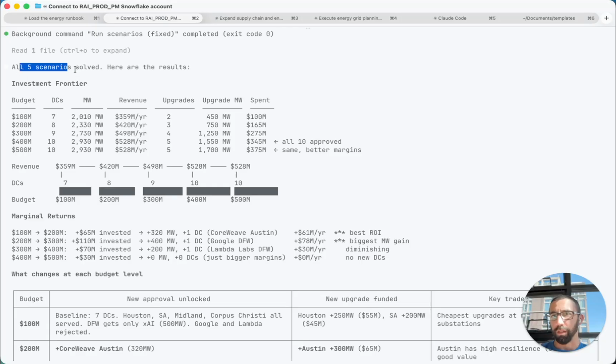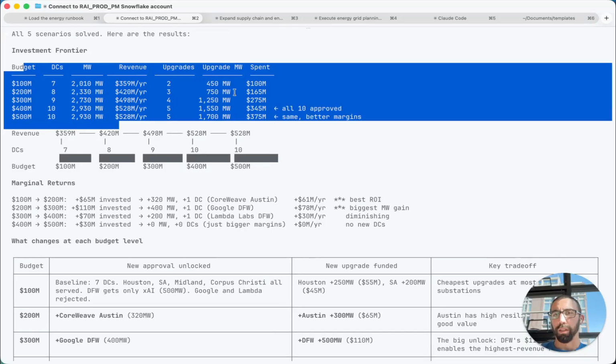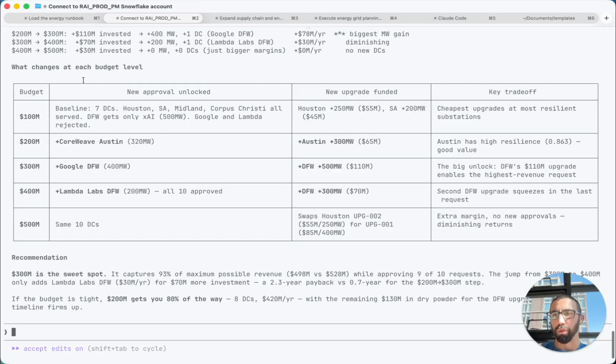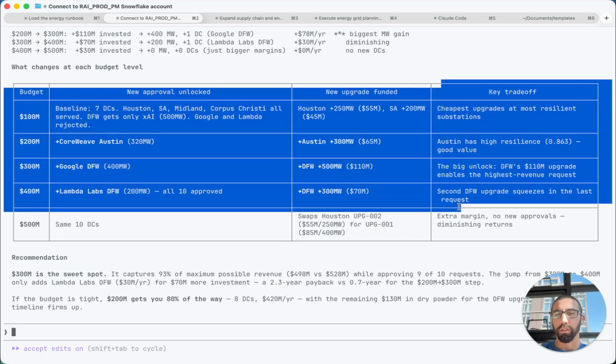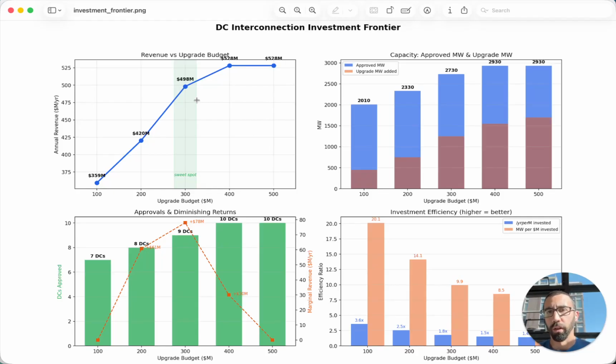We solved across the 5 different scenarios, look at how our investments change and the outcomes for the upgrades and for the approvals. Given these different budget levels, we get an explanation about which approvals are unlocked at each budget level, which upgrades are funded as well, and the key trade-offs along the way. We see that $300 million is the sweet spot. So we have a report of our investment frontiers. Look at efficiencies. This is information we can work through with operators and with folks on the finance side to figure out the best path forward.